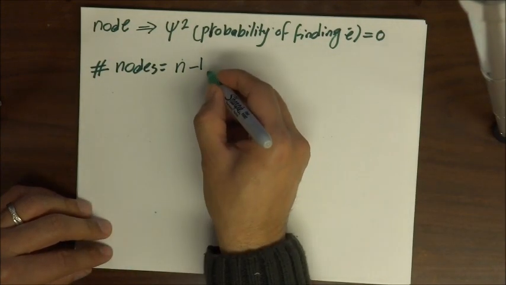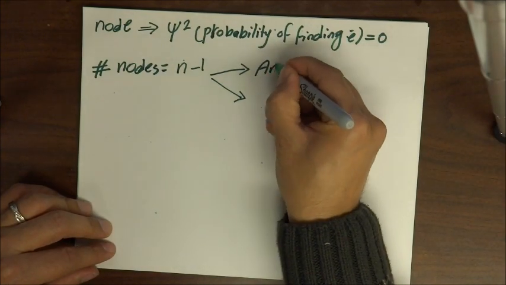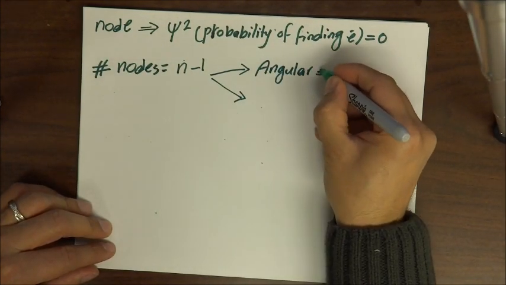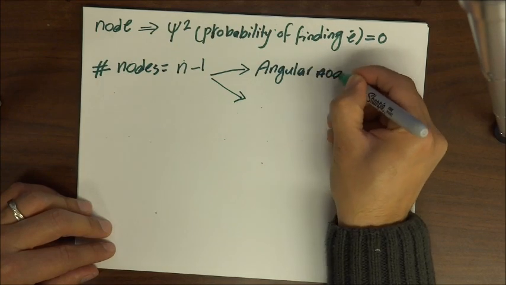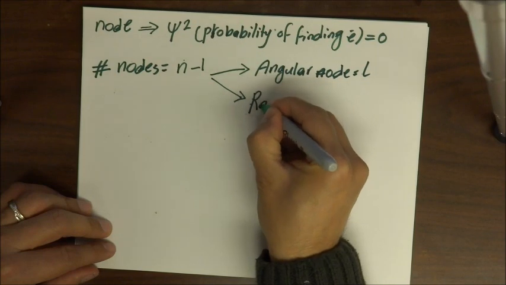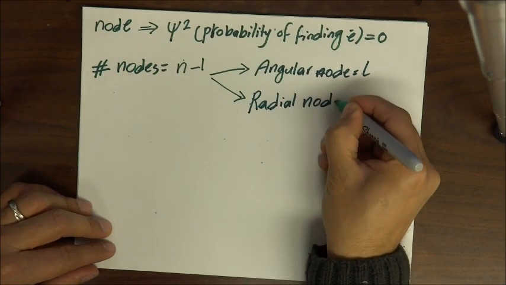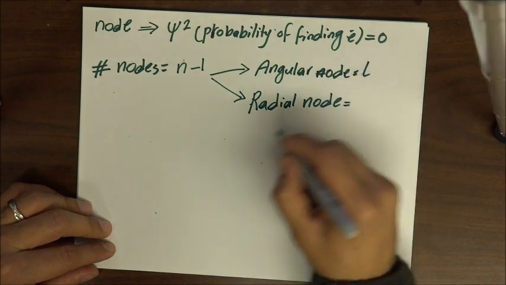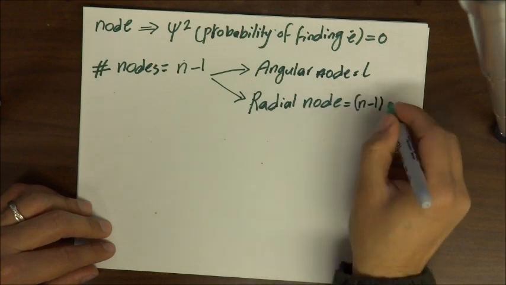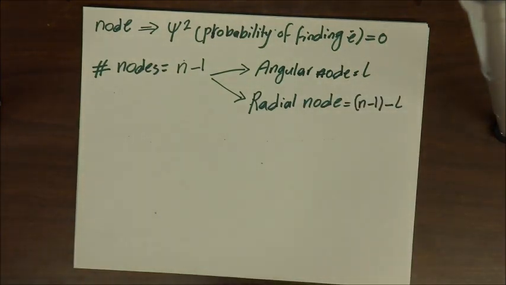We have two types of nodes. One of them is angular, that's equal to L, and the second is radial node, which is equal to n minus 1 total minus L, whatever we use for angular node.